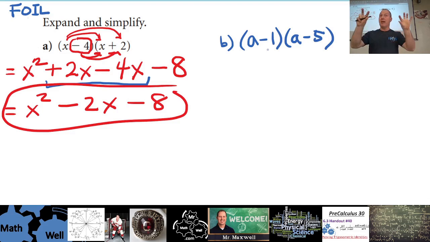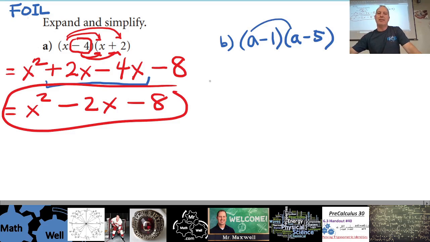If they're different, it's always a negative as a result. If they're the same, it's always a positive. So a positive times a positive is positive value. A negative times a negative also is positive. So let's do this. FOIL method. A times A is A squared. A times negative 5 is minus 5a.